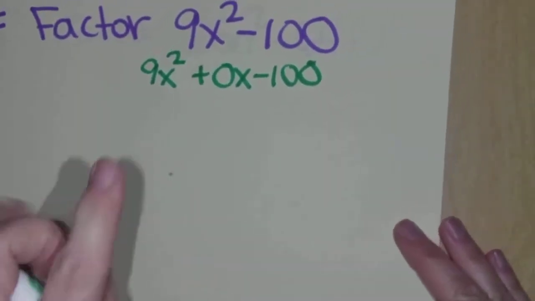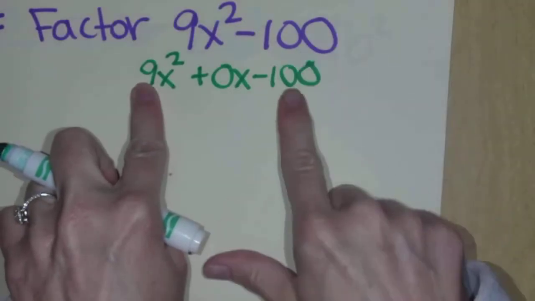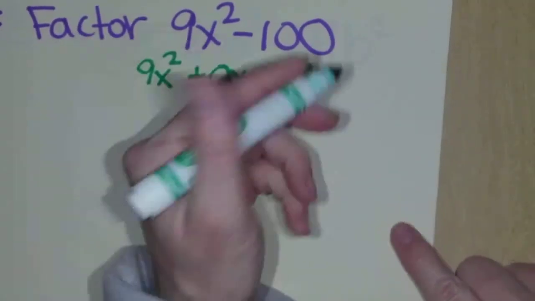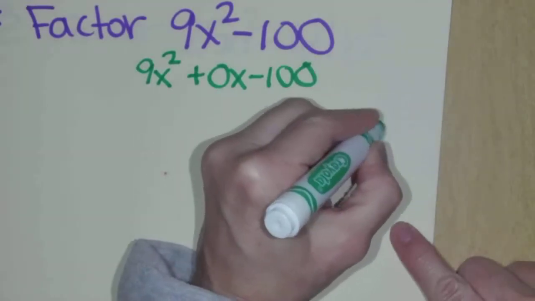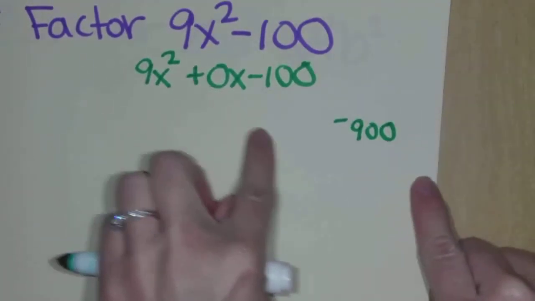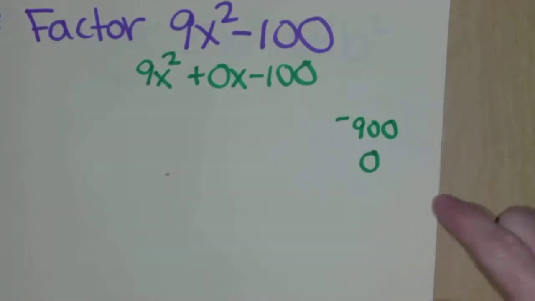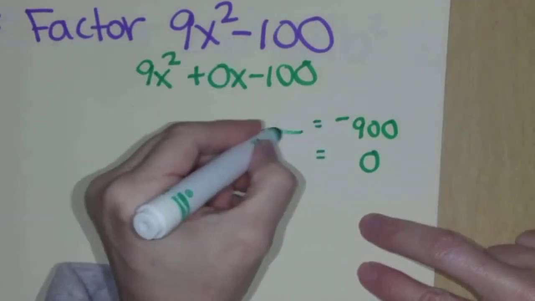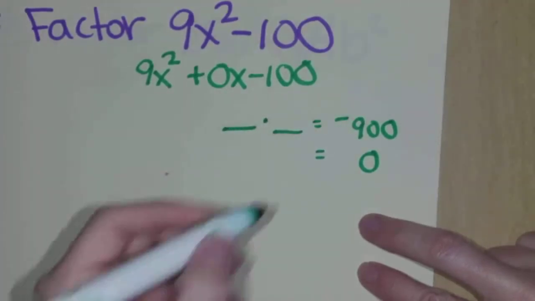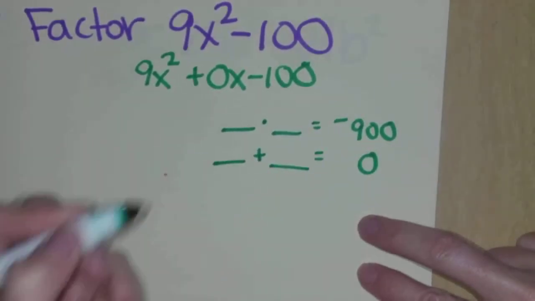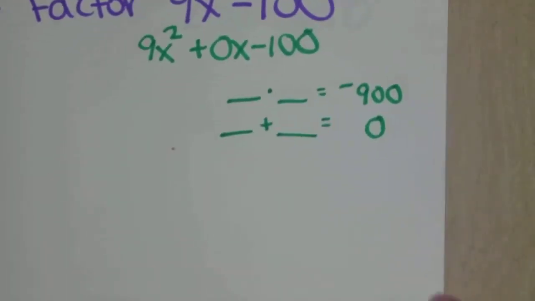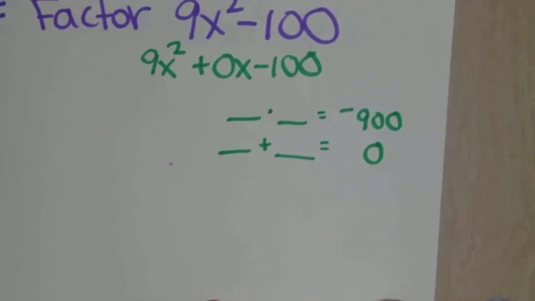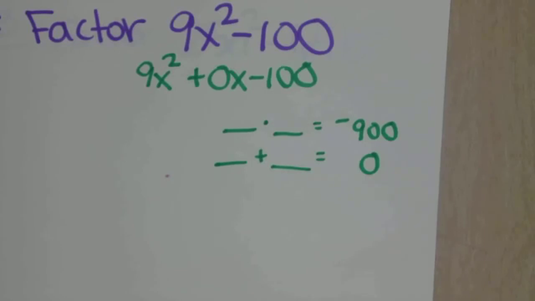Okay, now we'll multiply 9 times negative 100. 9 times negative 100 is negative 900. And I'll slide the 0 underneath. So I'm in search of two numbers whose product is negative 900, but whose sum is 0. So right off the bat, I don't know why it just came right to me. I'm thinking 30 and 30.